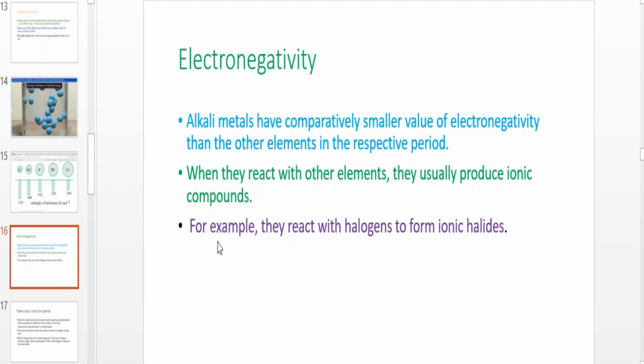Especially, these alkali metals have a tendency to react with halogens and oxygen. Okay, halogens especially, they have reactivity towards halogens to form ionic halides.